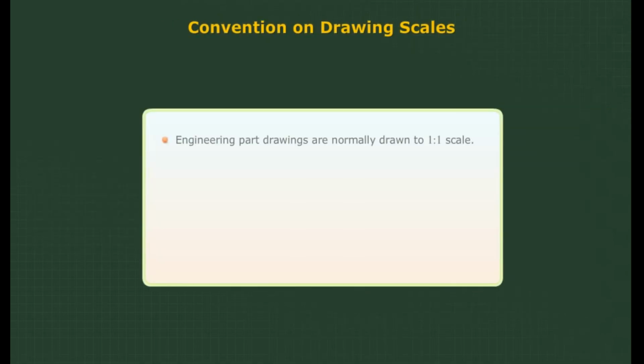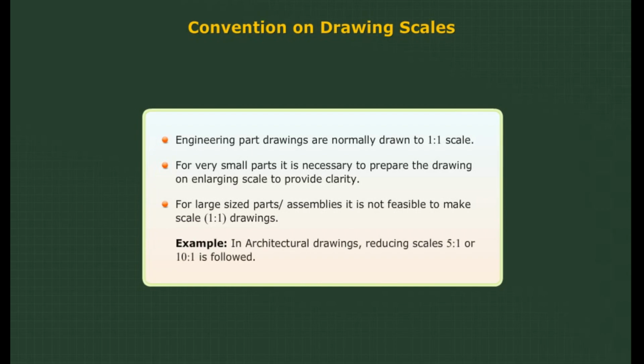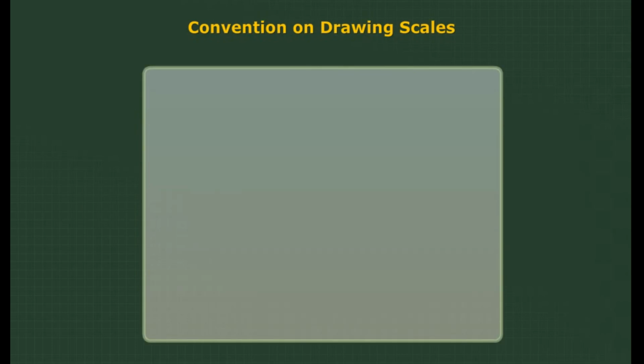Convention on drawing scales. Engineering part drawings are normally drawn to 1:1 scale. That is, 1 mm on drawing measures 1 mm on part. However, for very small parts, it is necessary to prepare the drawing on an enlarging scale to provide clarity. For large-sized parts or assemblies, it is not feasible to make 1:1 scale drawings. Example, architectural drawings. Reducing scales such as 5:1 or 10:1 are followed.